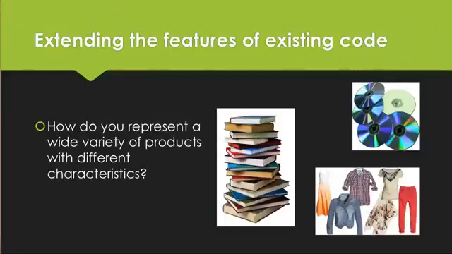And the characteristics of clothing have something in common with books, but it also has things that are different. And the best way to implement something like this is using inheritance to extend the base class of just product. And this is the demo that we'll do now.